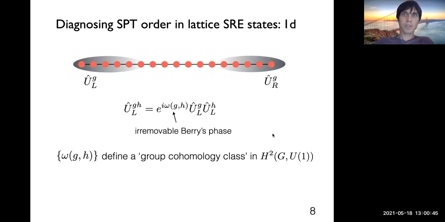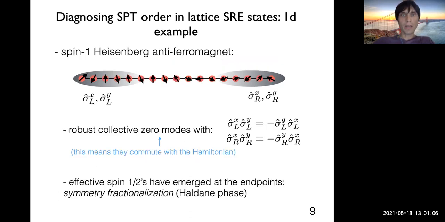classify SPT phases. So this was most simply done in one dimension. In one dimension, this effective boundary action just acts near both the left and right endpoint. And it turns out there are some irremovable phases which prevent these individual left or right actions from satisfying the group law. And these irremovable phases define the so-called group cohomology class. And this is the situation that persists in a spin 1 Heisenberg antiferromagnet.